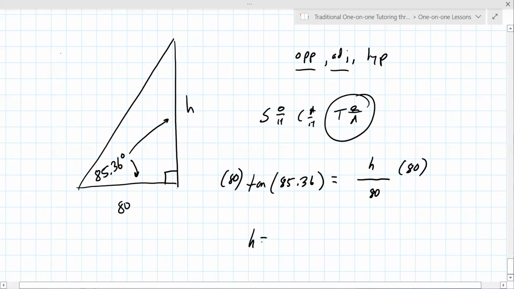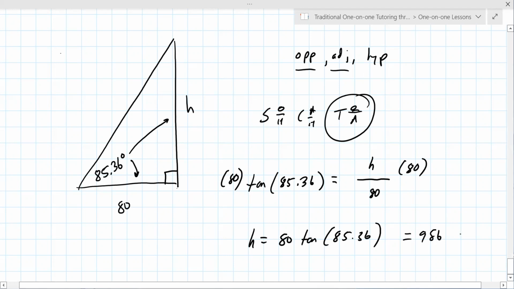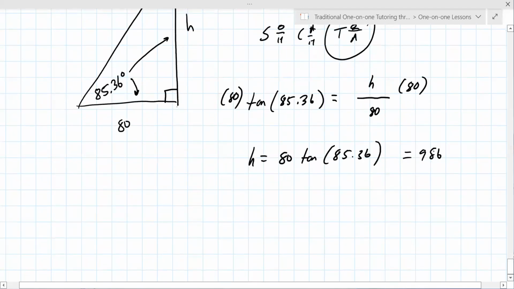Good. And that would be, oh, that's a big number. 985.697. So we'll say it's about 986, meters or feet or whatever it was given in that problem. It was in meters, I believe. Your instructor is probably looking for units, so just confirm that.